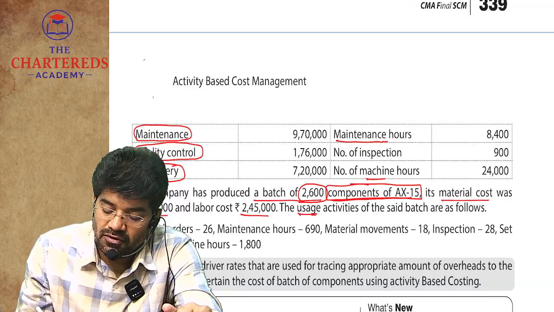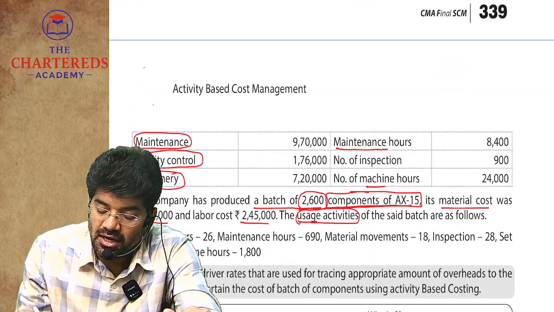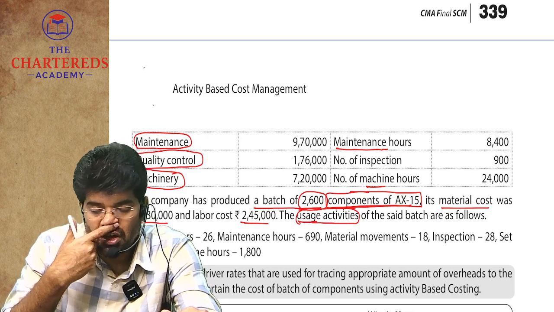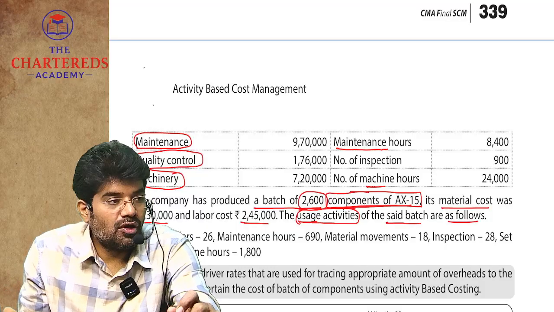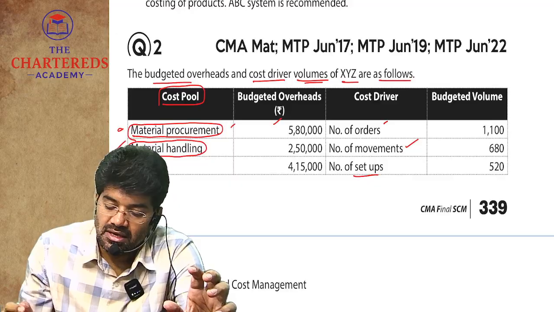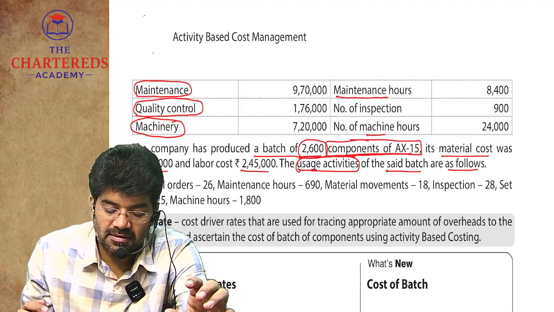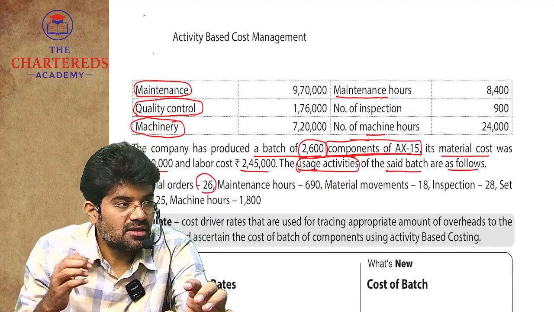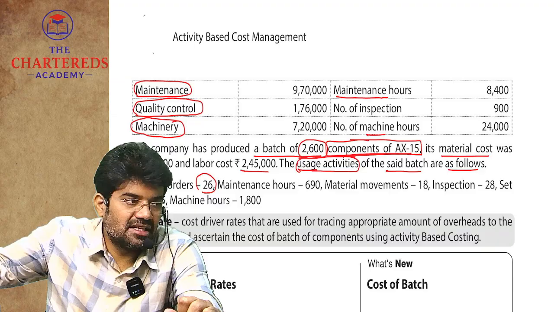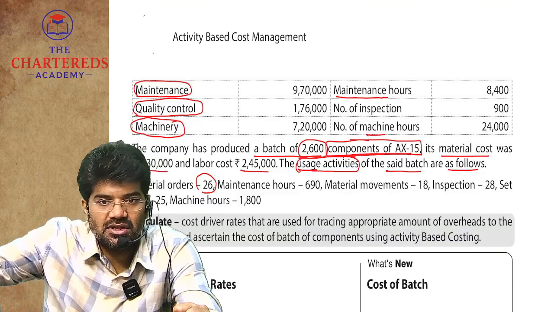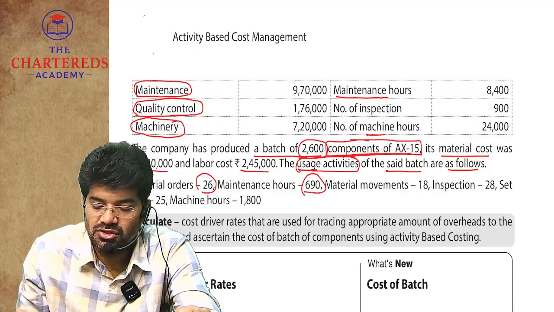The usage of activities. These activities we have, what is the volume they have consumed for this component, of the said batch, are as follows. So for this batch, out of the total orders, how many orders were consumed out of 1,100? 26 orders were specifically for this component. So once we get the rate there, we multiply 26 into that rate. Maintenance hours 690 actually consumed out of this.